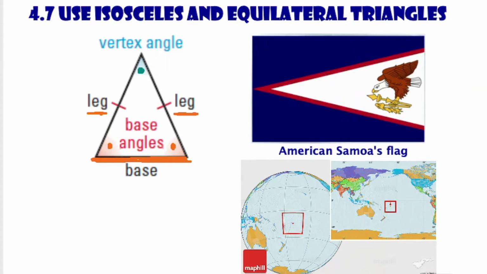On the flag from American Samoa, we have an isosceles triangle. You can see that these two sides would be considered the legs. This side would be considered the base. Then our base angles would be here and here. And our vertex angle would be this one where the two congruent legs connect.